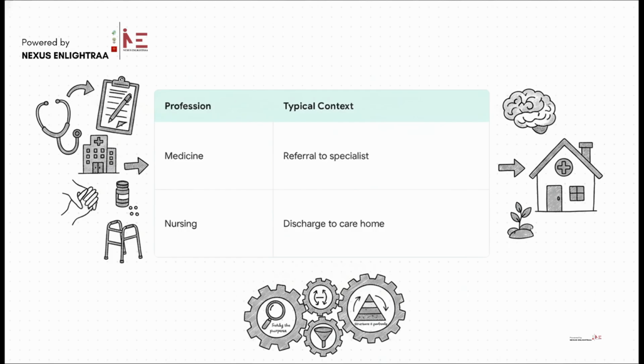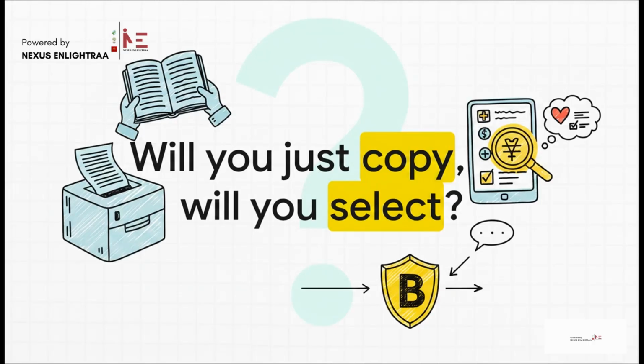So the scenarios are totally different, but the exact same core selection skills apply: finding the purpose, expanding notes properly, selecting relevant data, and structuring it perfectly within the word limit. So what does this all mean for you? Well, here's a final provocative question to leave you with today.